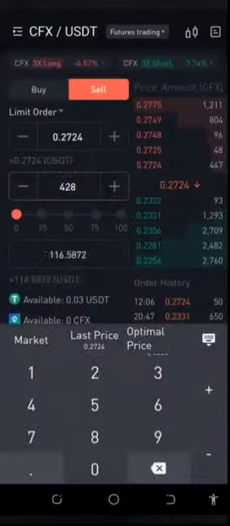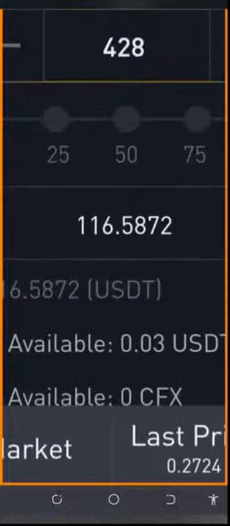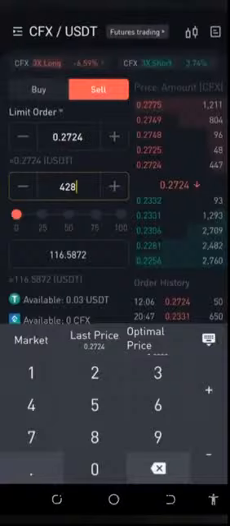We're selling, I told you. Can you see what we have? $116.58. This is going to be sweet, right? Let's see how this goes, okay? Let's keep our fingers crossed.